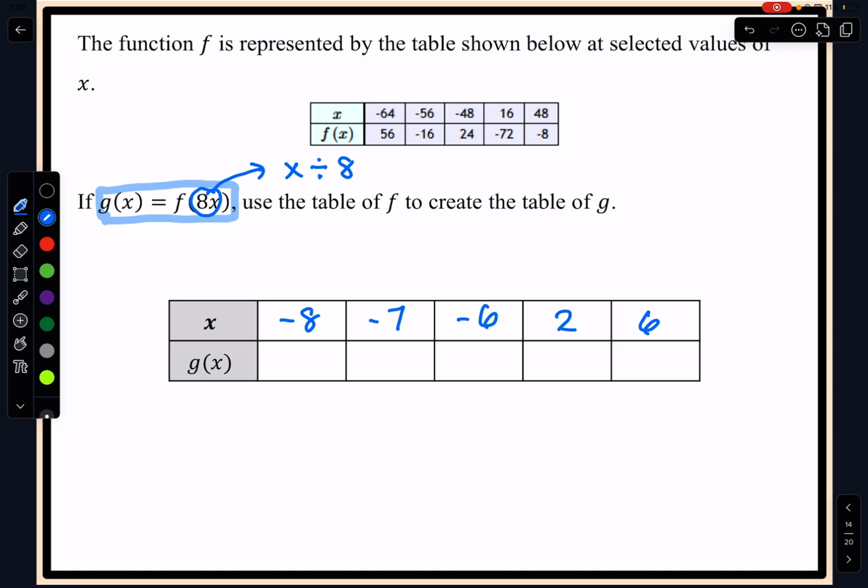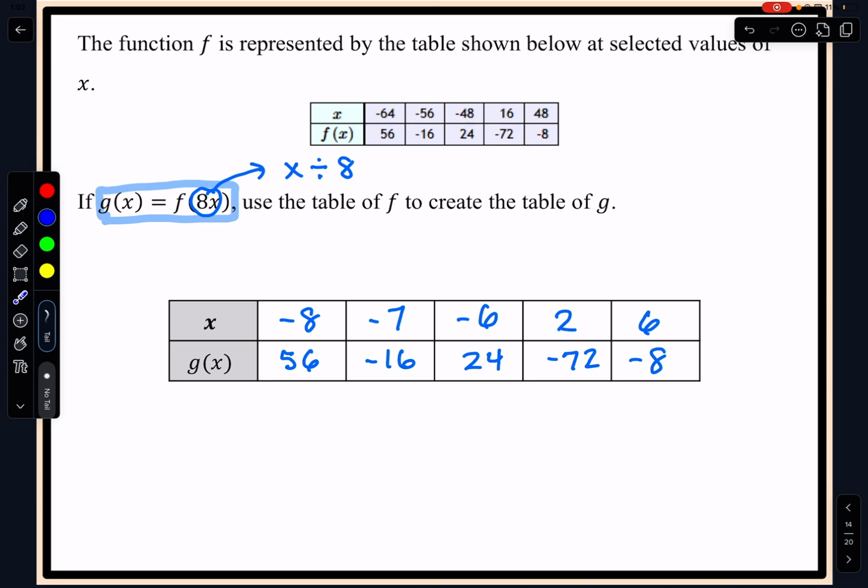The y values do not change because we're not performing any type of vertical transformation, no vertical slide, and no vertical dilation, because we're not multiplying anything on the outside, so we don't multiply f of x with anything, and we're not adding anything on the outside of this parenthesis, so we don't add anything to the f of x.